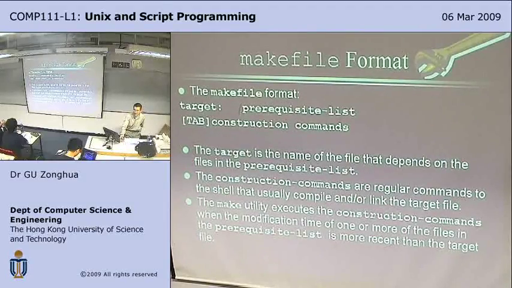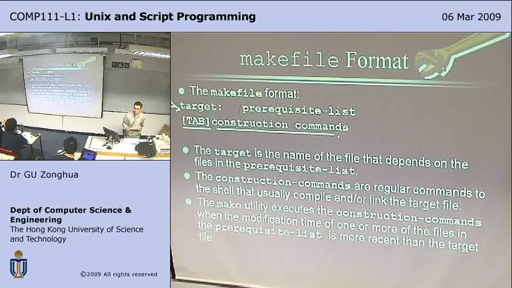So the format is target : prerequisites list, and there's a tab, and then construction commands, perhaps a compiler command. So you must have a tab here. It's required. The target is the name of the file that depends on the files in the prerequisite list. We'll see an example.